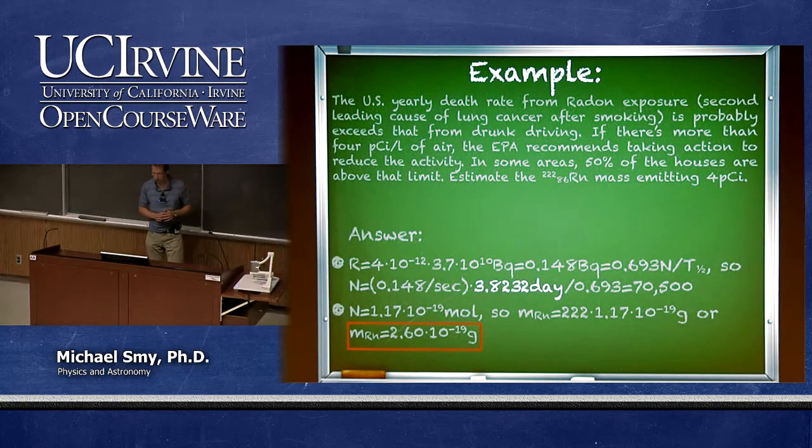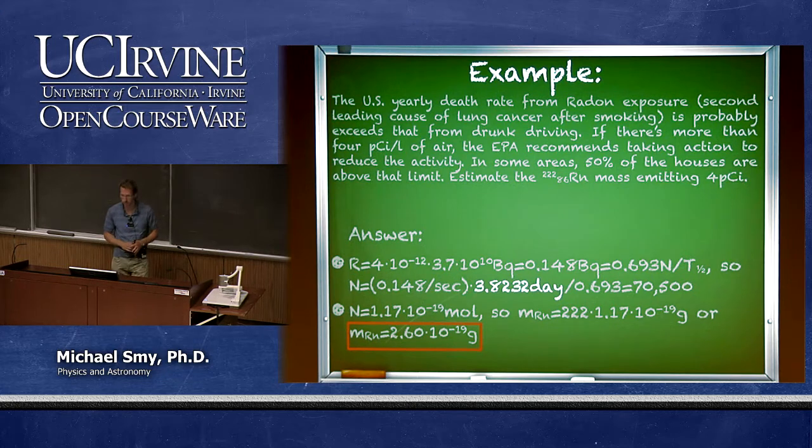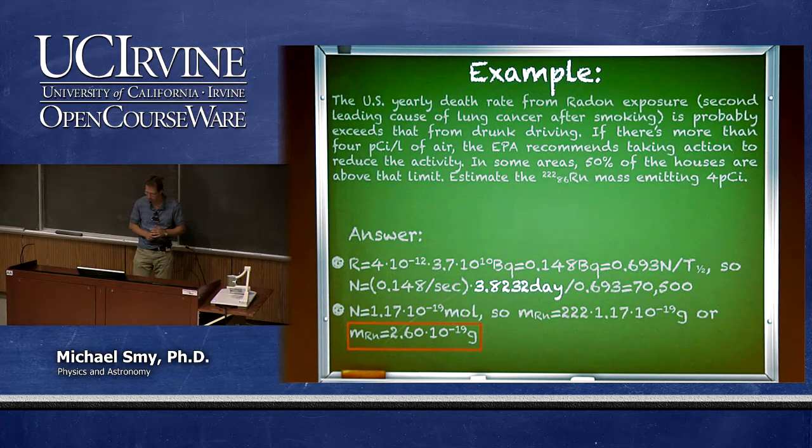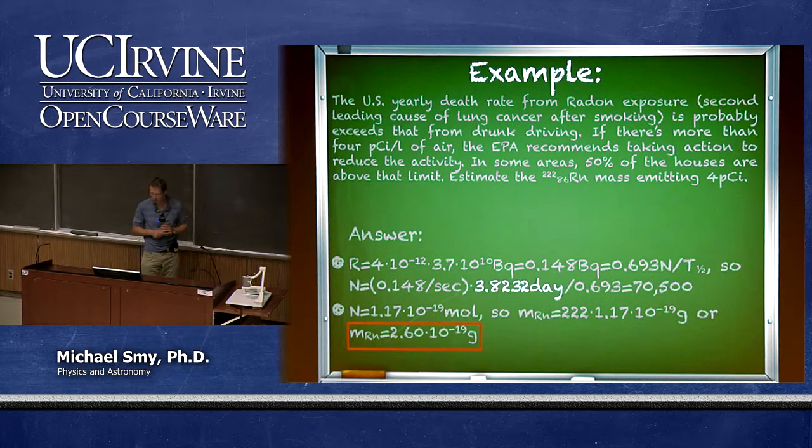Let's calculate an example with radon gas. Radon gas actually is the second leading cause of lung cancer after smoking. So the death rate probably exceeds that from drunk driving, so it's a somewhat serious risk. If there's more than 4 picocurie per liter of air, the EPA recommends taking action to reduce the activity. And in some areas, 50% of the houses are actually above that limit. Let's estimate the total mass of radon-222 that is responsible for 4 picocurie.